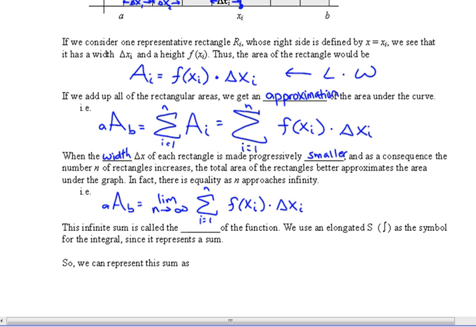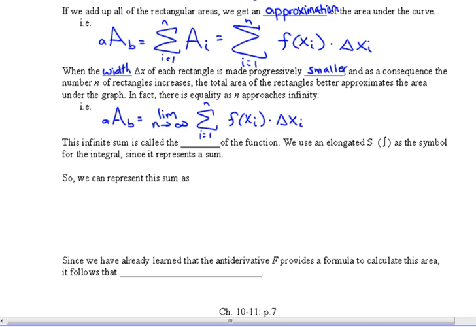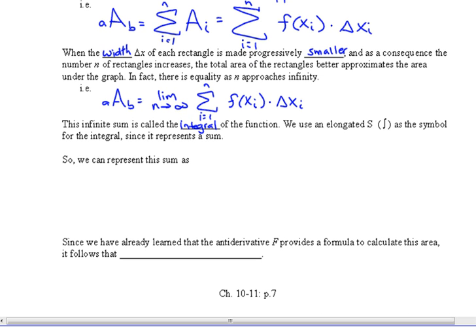Length times width. The infinite sum is called the integral function. When we do the integral, we're doing the infinite sum of length times width of all these little rectangles. It's an elongated S because it's an infinite sum. The S actually comes from sum. As a symbol for integral, it's not an I, it's an S for sum, since it represents a sum.